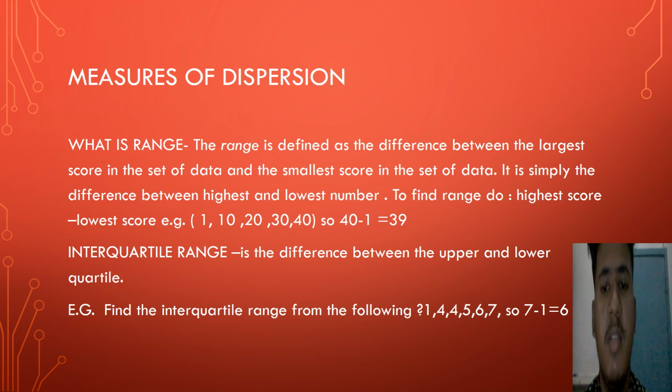Interquartile range is the difference between the upper quartile and the lower quartile. Example, to find the interquartile range for the following, the numbers are given: 1, 4, 4, 5, 6, 7. So the interquartile range is the upper quartile minus the lower quartile, 7 minus 1, 6.